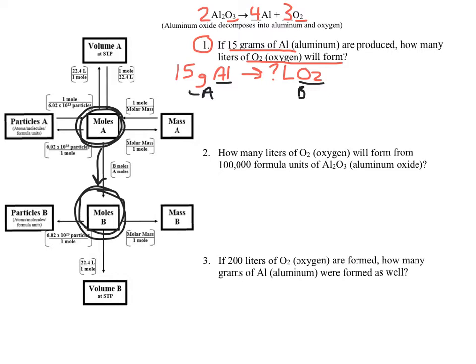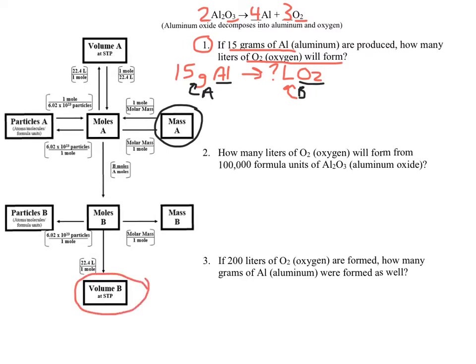So since I'm starting with mass of object A, I'm going to start in my very first island, mass A. Now since I'm going to end up in liters of a new object, that means I'm going to end up in volume, but not volume A, because that would be aluminum. I'm going to end up in volume B. So I'm going to end up down here at this island. So notice that I'm going to start at this island and end at this island.